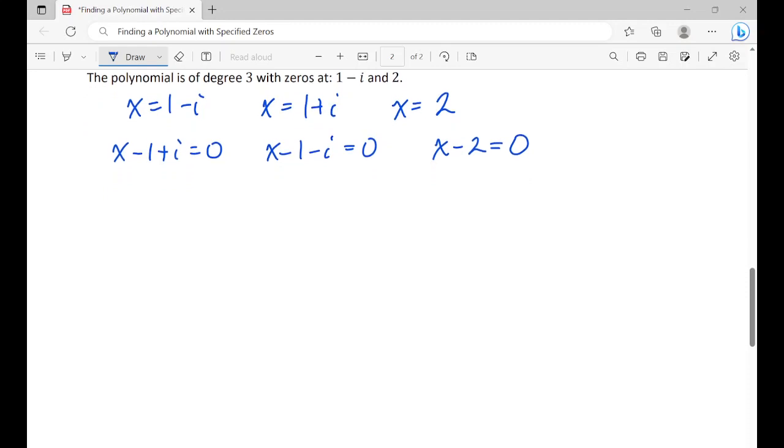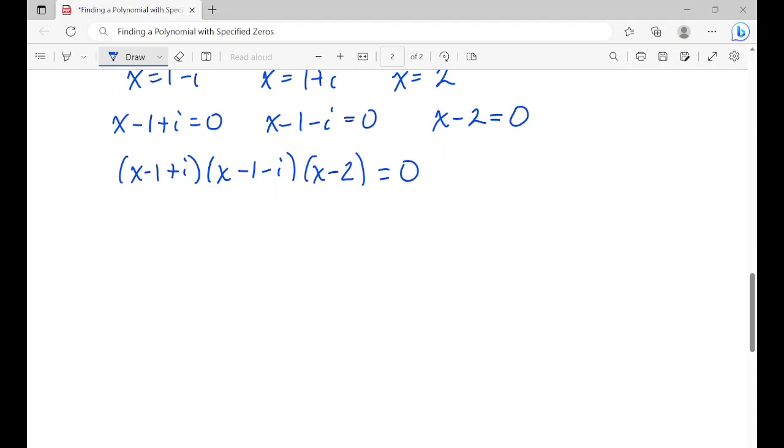Again, I'm going to multiply everything together. So (x minus 1 plus i)(x minus 1 minus i)(x minus 2) equals 0. Now before I didn't multiply them all together because it was good enough, but because I have complex numbers here, I don't want to have that. So I'm actually going to distribute everything out. And you should always multiply the complex factors together, because that will cancel out the i's later.